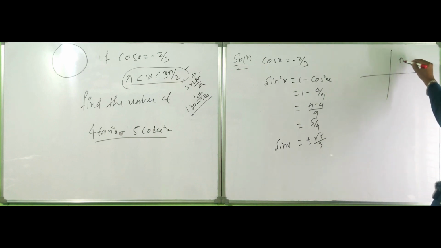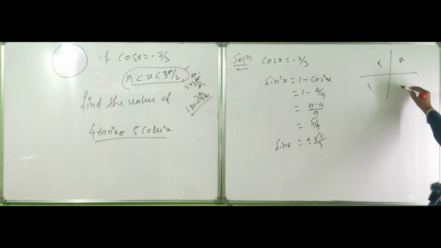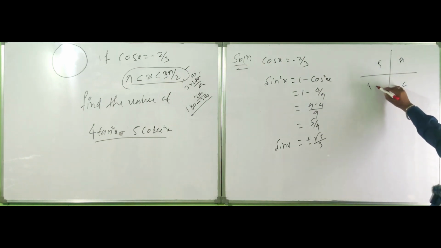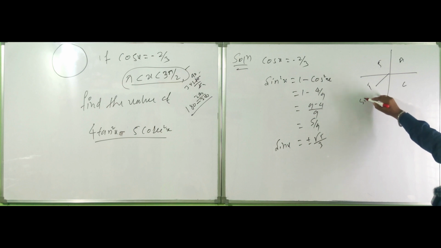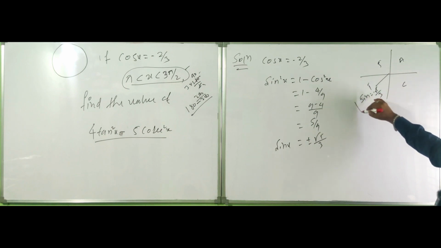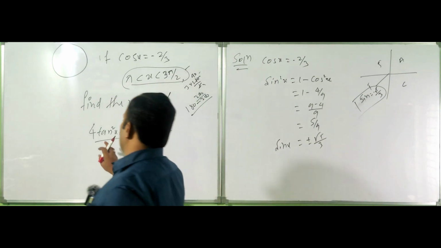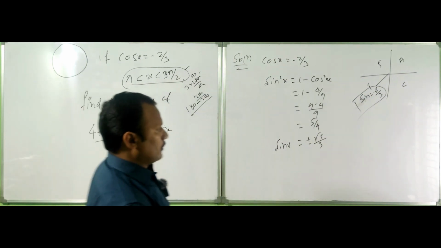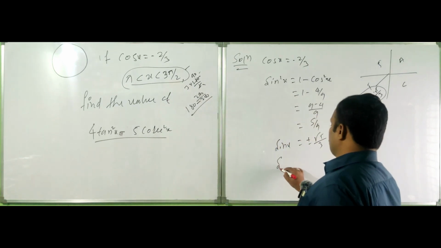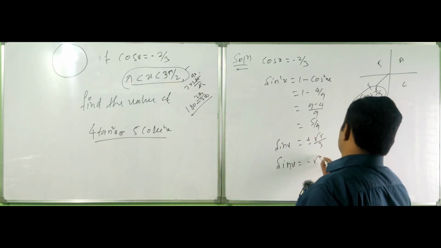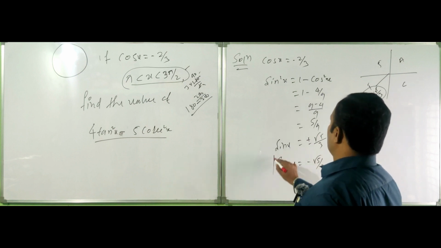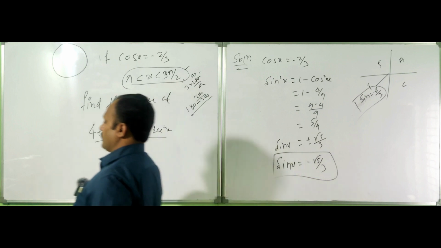In the third quadrant, A, S, T, C, sin is negative, sin is minus. Here sin x becomes minus root 5 by 3. Therefore, we got this sin and cosine. So then put the values here, you can get it.